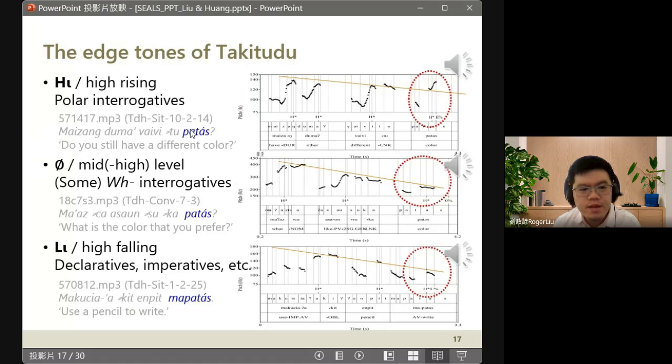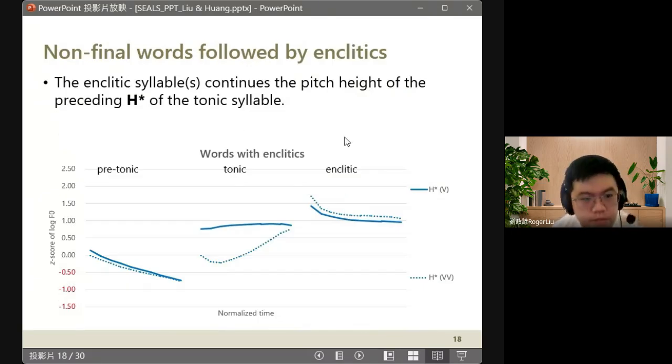So with an H percent, it is pronounced like patas, and with a mid-high level, it is like maasa sansuka patas, and then the L percent will be pronounced like mapatas.